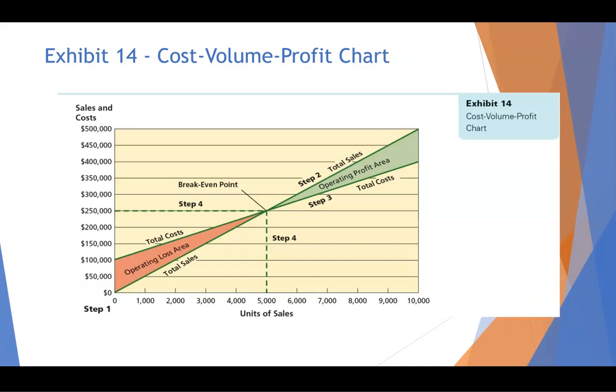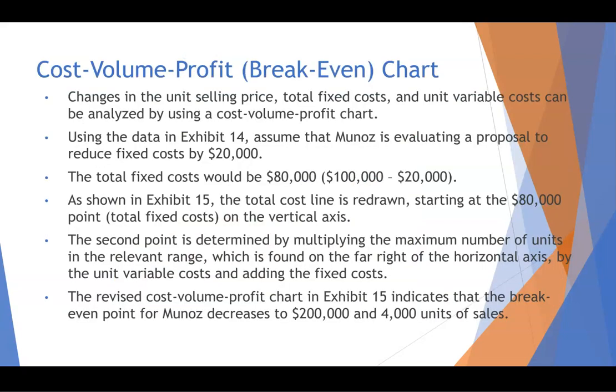So you see here the break-even point for Munoz is $250,000 of sales. We show this by 5,000 units. Operating profits will be earned when sales levels are to the right of the break-even point. Operating losses are going to happen when sales are to the left of the break-even point. Changes in the unit selling price, the total fixed cost, and unit variable costs all get analyzed using this chart.